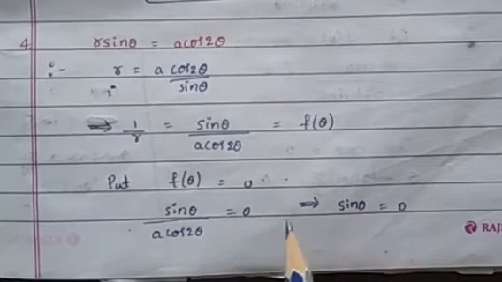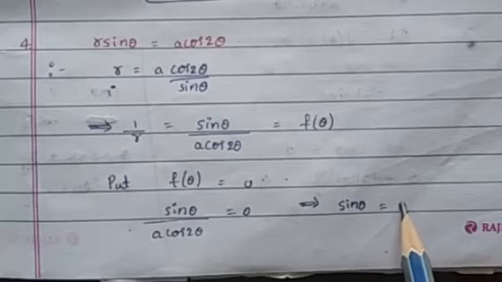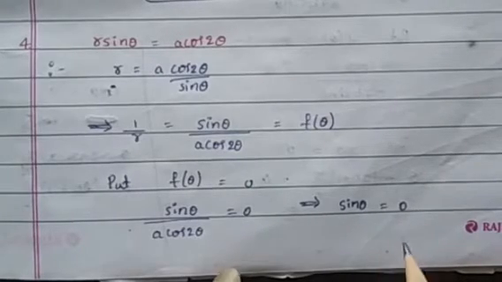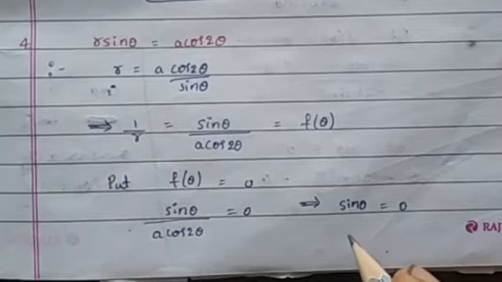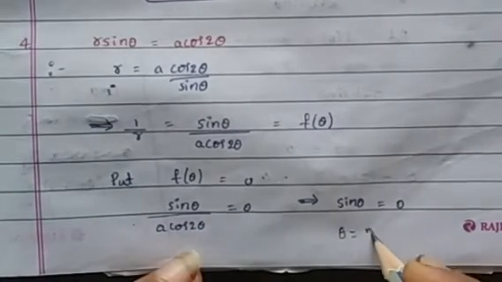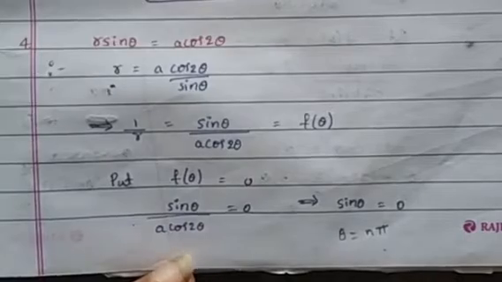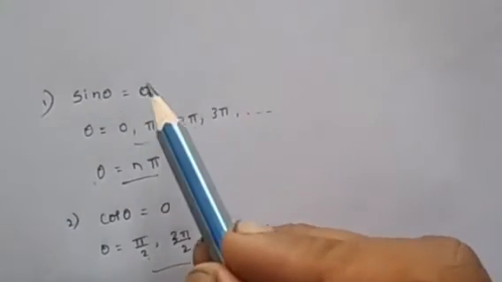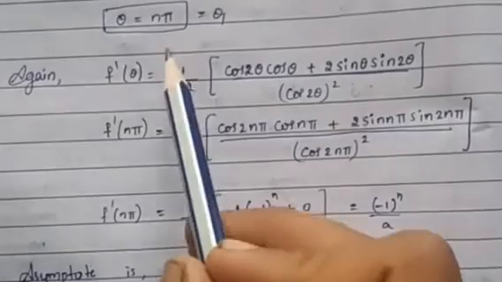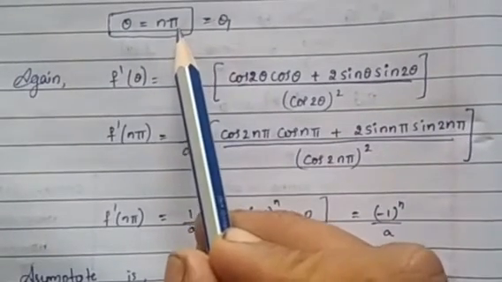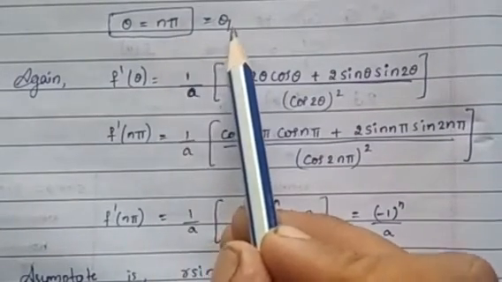Cross multiply, you get sin theta which is equal to 0. If sin theta is equal to 0, generally we say theta value is n pi. Look here, sin theta is equal to 0. What is theta value? Theta value is n pi. So theta value which is equal to n pi, you consider this as theta 1.